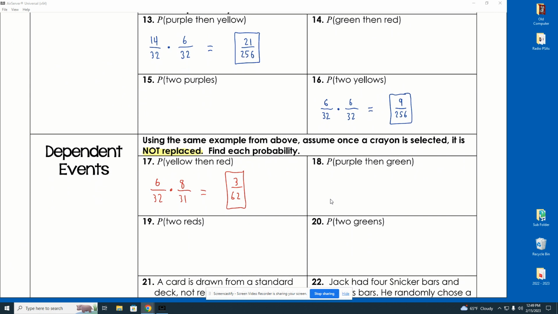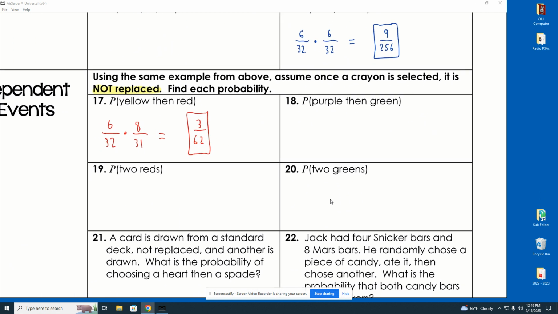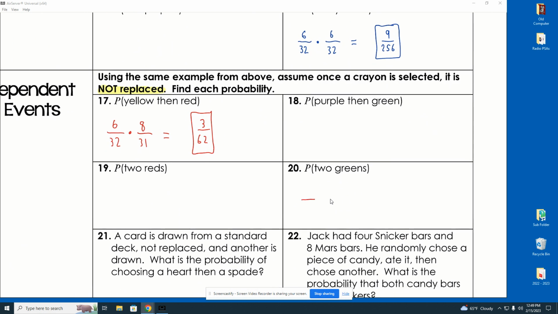2 more. Look at number 20. 2 greens. Multiple events, you know what? I'm not pleased with this. Everybody's about to say it. Ready? Hunter, are you ready? Multiple events. One more time. Multiple events. Okay. All right.